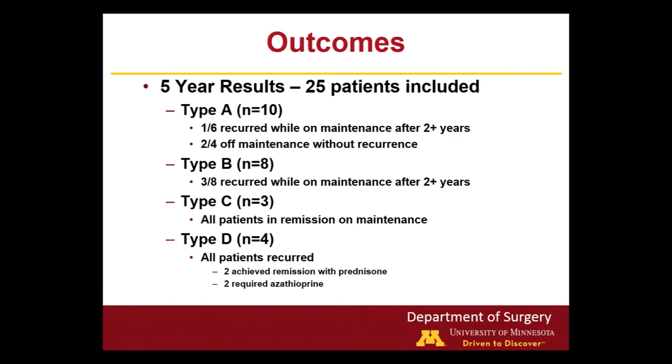The 5-year results of the same patients, they were down to 25 patients who were included. The type A, 6 of them who were on maintenance therapy, only 1 recurred during that period. 4 patients refused maintenance therapy, 2 recurred, 2 did not recur. Of type B, 3 out of 8 recurred while on maintenance therapy. Type C, all patients were in remission, going along with the type A and C or more benign disease. And type D, the most severe, 4 patients and half achieved remission with addition of prednisone, and half required azathioprine. So all 4 of those recurred within 5 years.